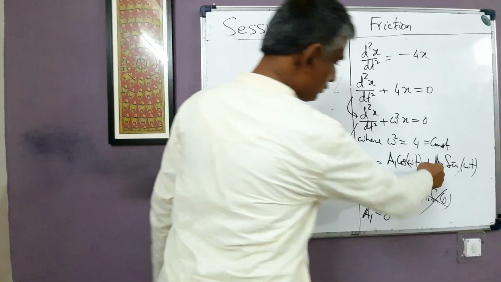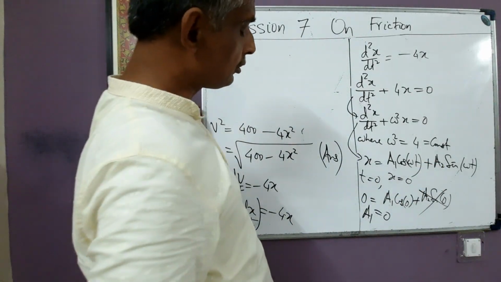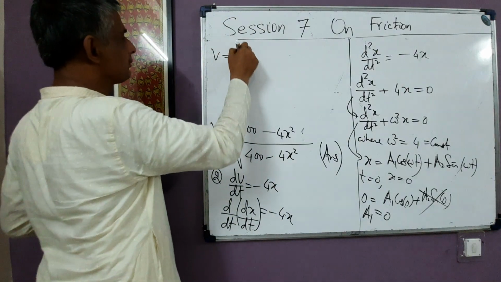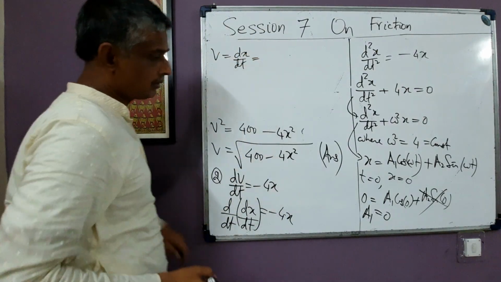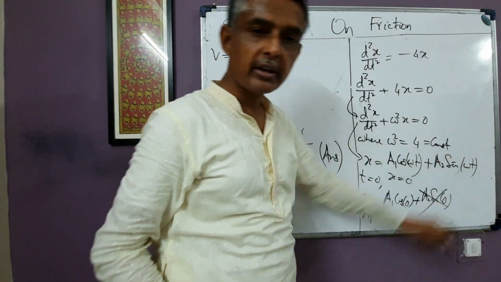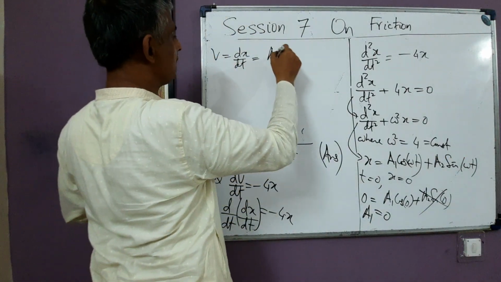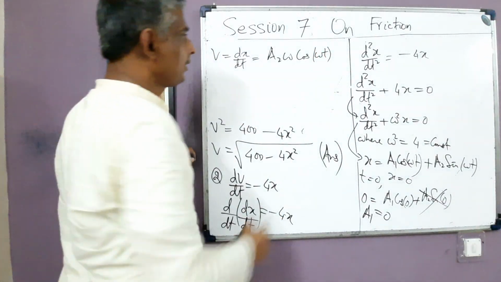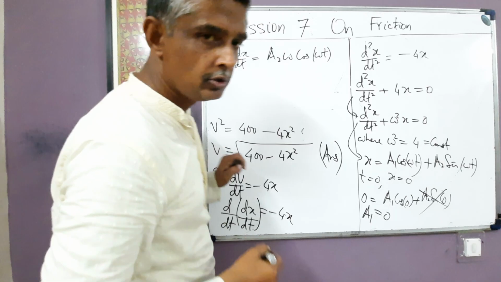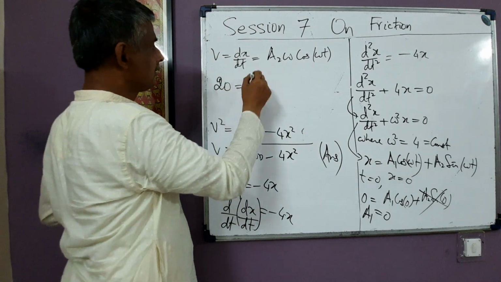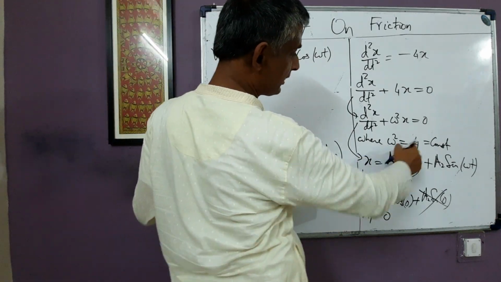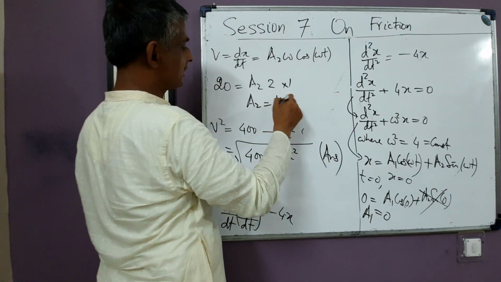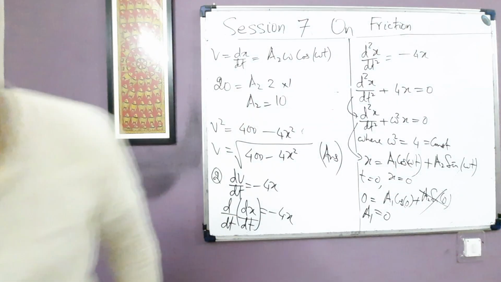Now we also need to determine a2. It is given that at time 0, the velocity of the block is u, 20 meter per second. Velocity at arbitrary time is nothing but dx by dt. Now a1 is 0, so this term goes away. Only a2 sin omega t remains. So this becomes a2 omega cos of omega t. This is v. At time 0, v is given to be 20 meter per second. Omega is equal to 2, cos 0 becomes 1, so a2 becomes 10. a2 has also been determined.